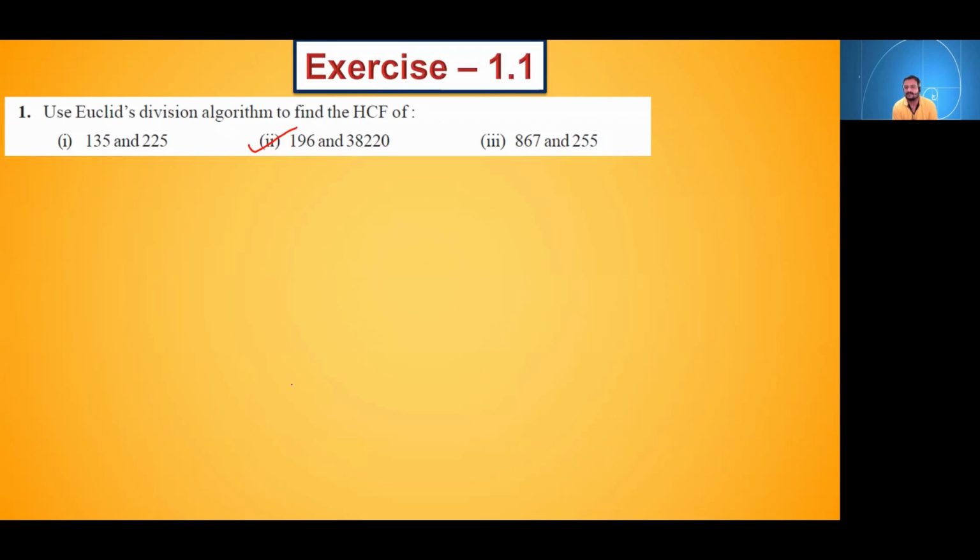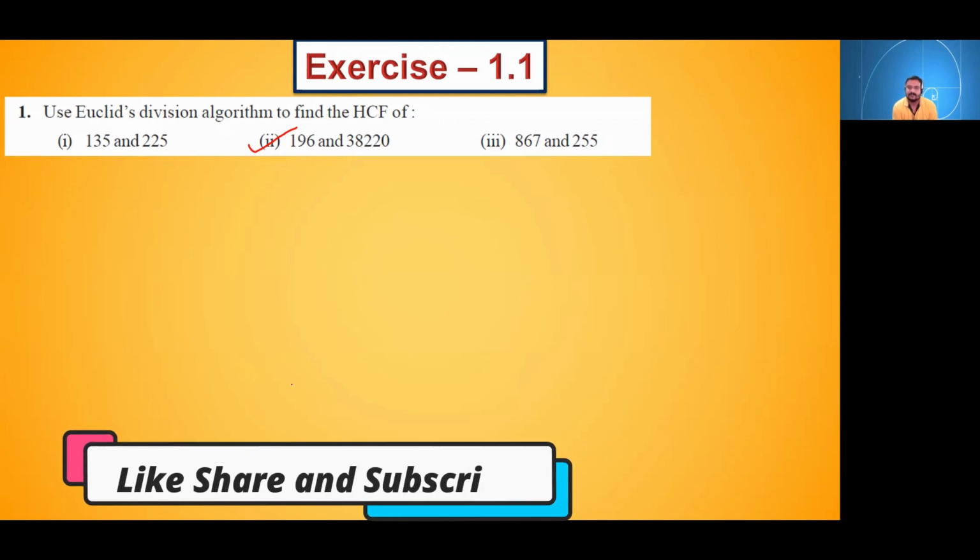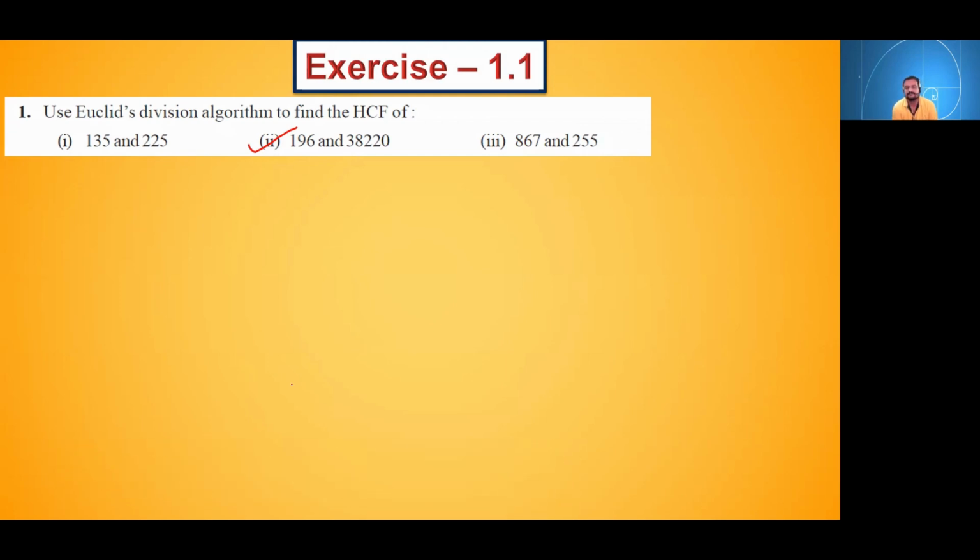196 is the HCF. 38220 is completely divisible by 196. For 867 and 255, also find the HCF.